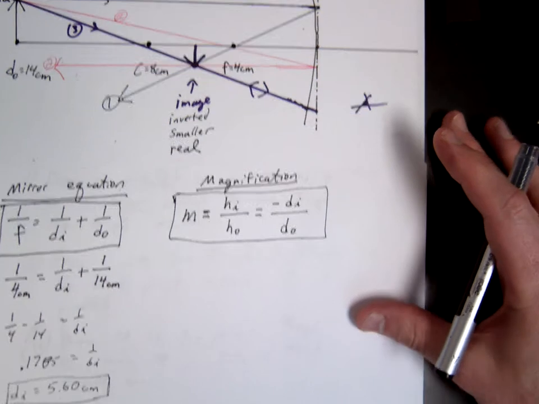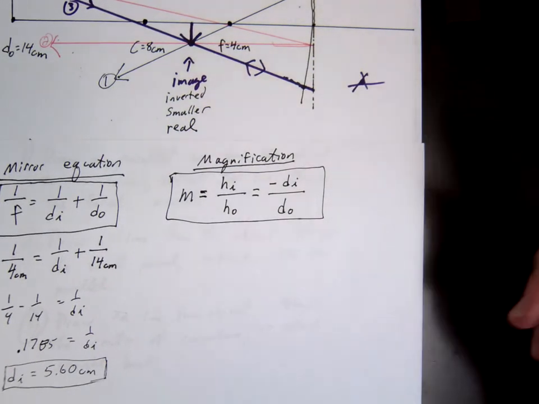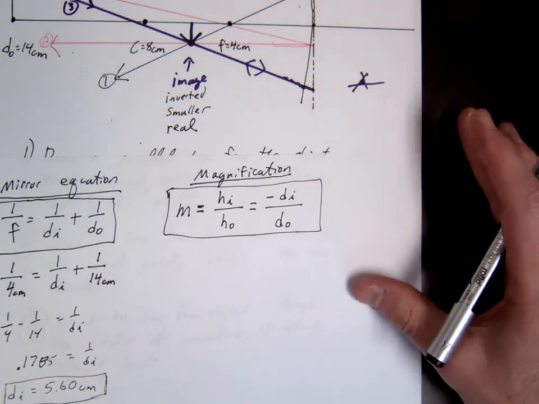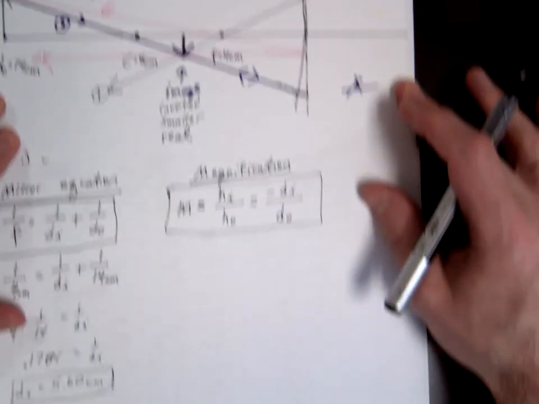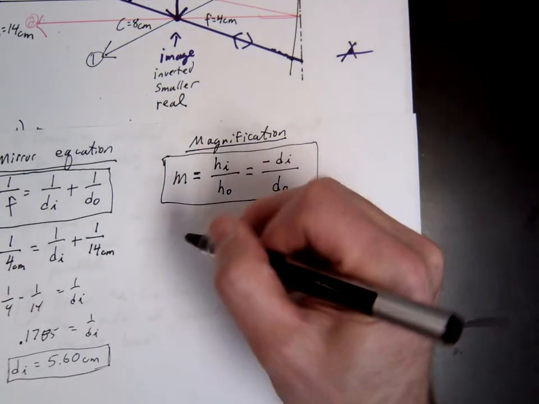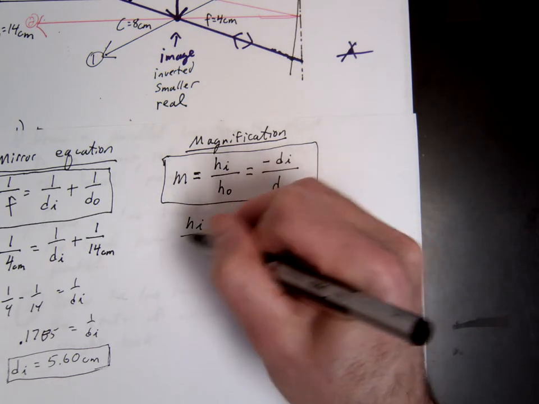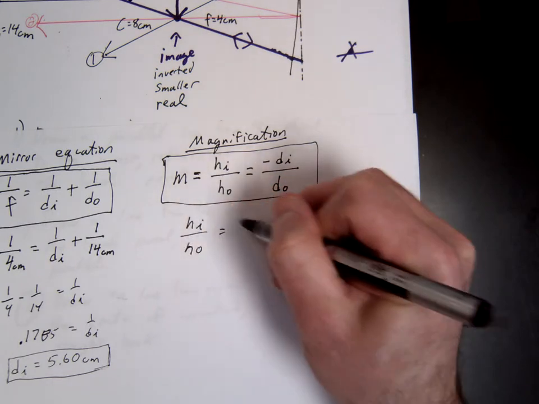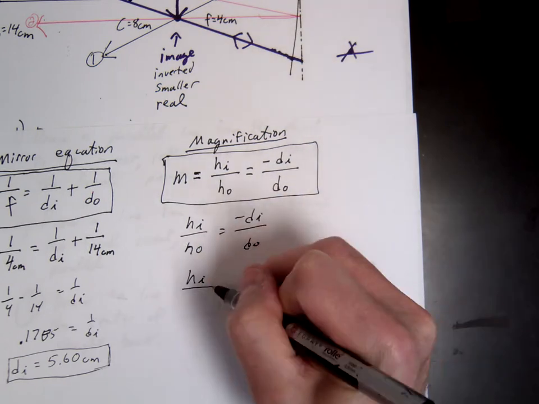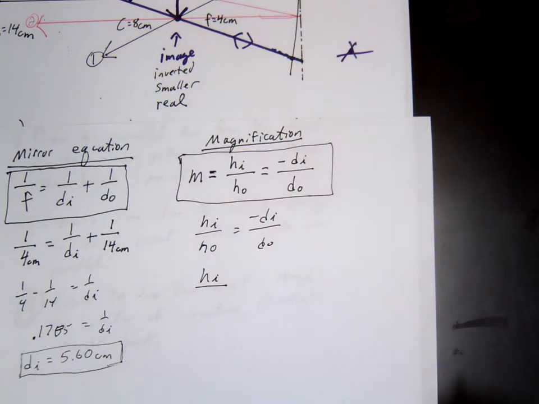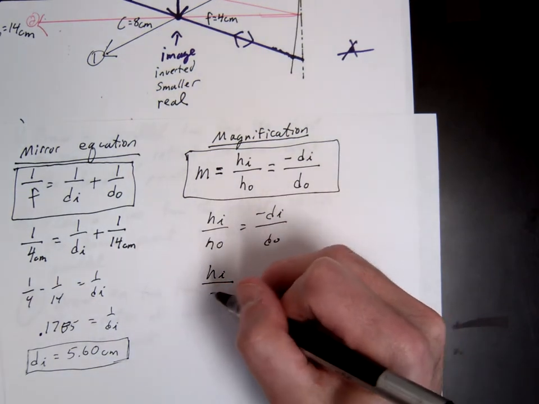Alright, so let's go ahead and calculate what our HI should have been. If we drew this perfect, I got an HI of 1.1. If you drew this perfect, what you should have got. So we're going to use the second half of this. So we're going to go HI over HO equals negative di over do. And let's use what the givens were. So my given for HO was 2.